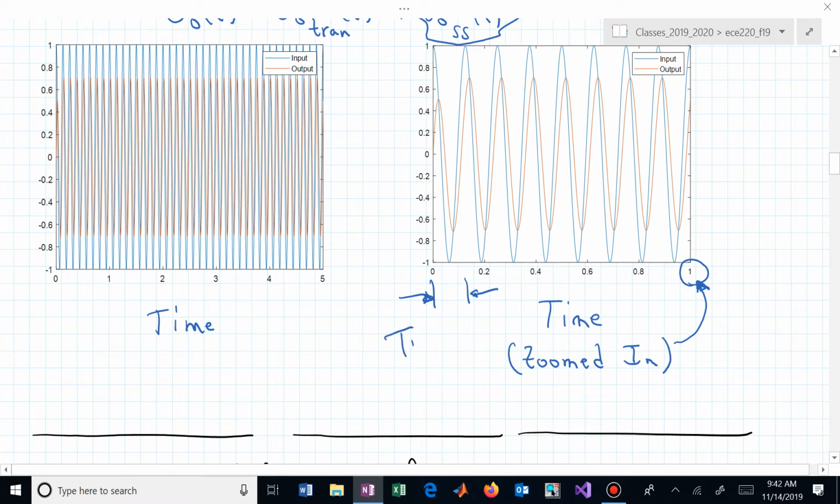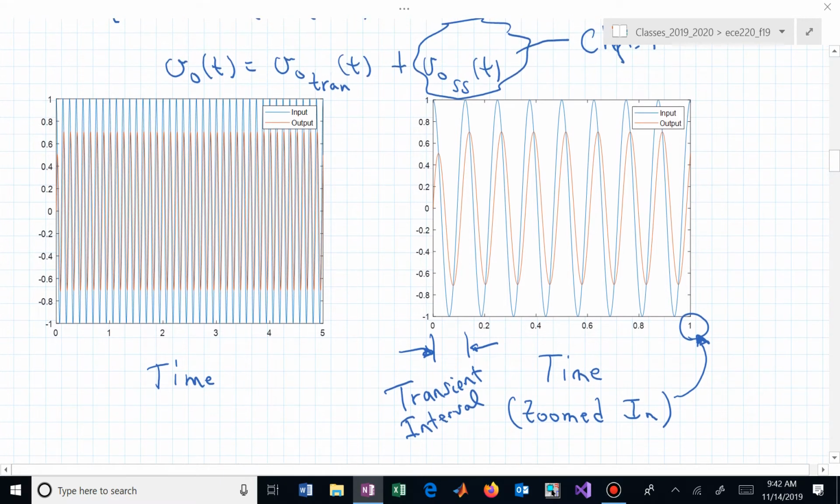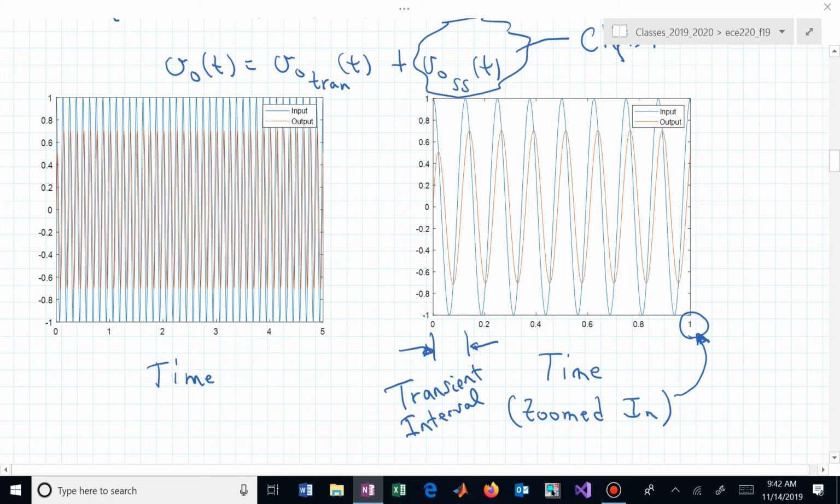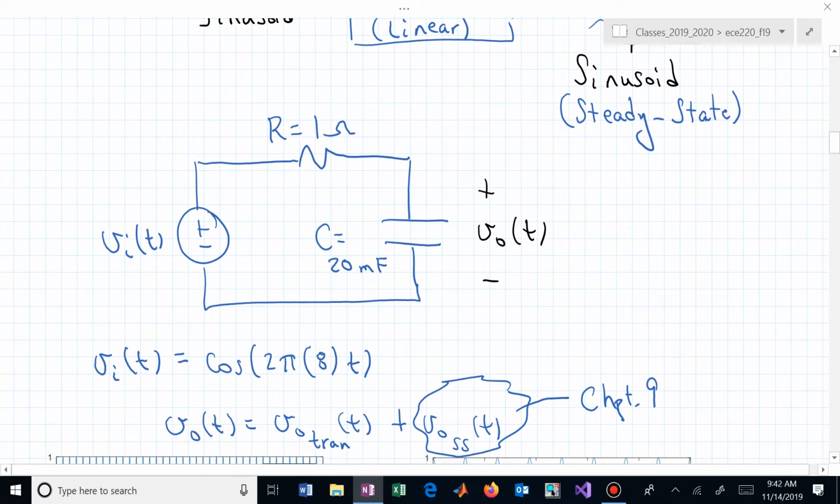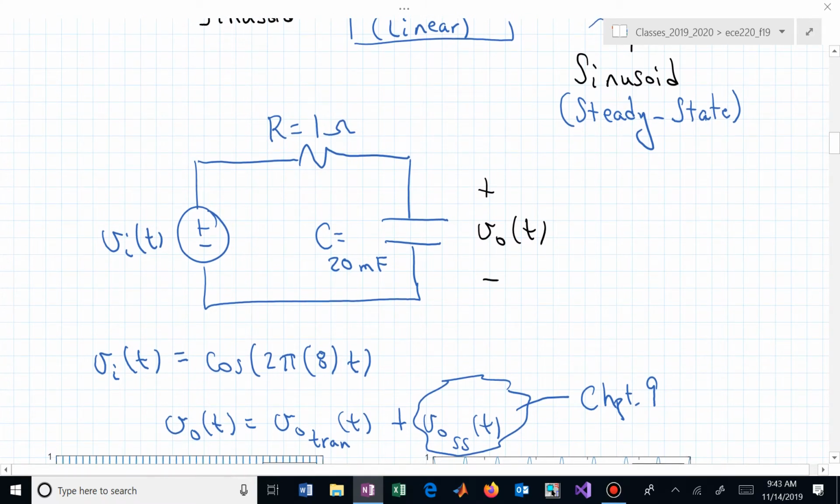And I'm convinced that you could tell me how long that transient interval should be even before we plotted the input versus the output, or the output versus the input. Can you now tell me from looking at this circuit when the transient should be finished?